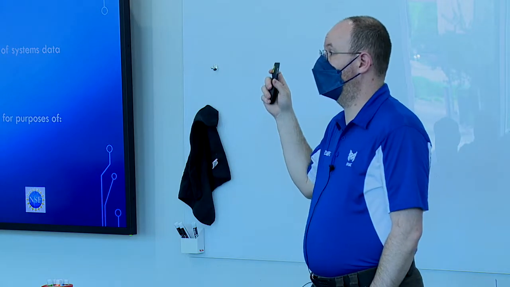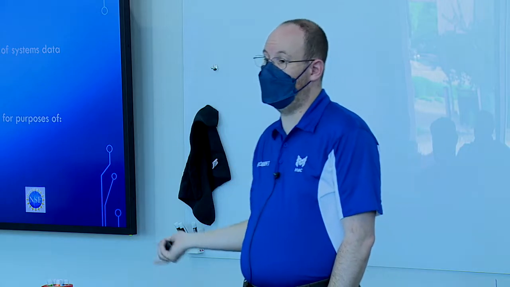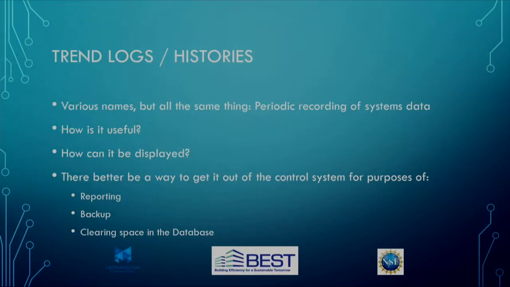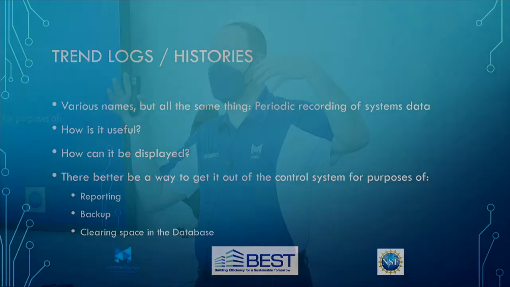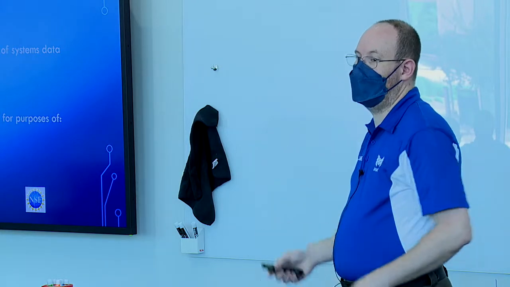So, where are we going? How they can be displayed. Is there a way to get the data out of the control system? Or I should say, there better be a way to get it out of the control system. Because unless you're working with a control system that has advanced data analytics tool sets, most of our control systems honestly don't do that great of a job of displaying historic data. Line graphs, bar graphs, that's about as complex as we get.